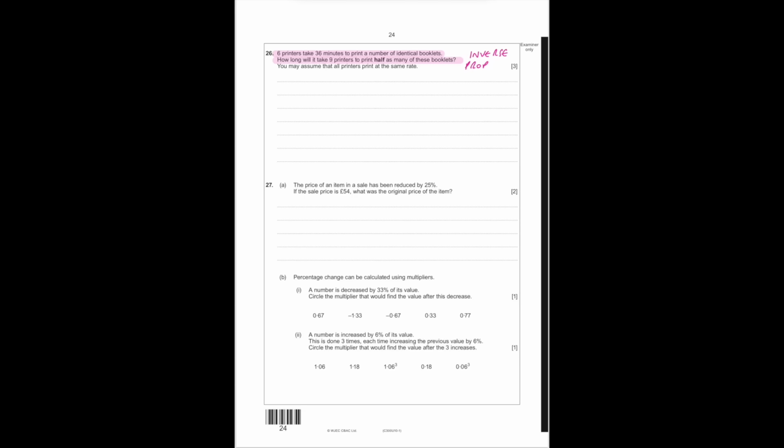So I'm going to use a proportion table because that just makes more sense for my brain. So let's go with printers, booklets, and then time. Okay, so we have 6 printers. They print a number of booklets, let's call that X, and it takes them 36 minutes. All right, I'm going to try and scale that up now, because what I want to happen is to end up with 9 printers that print half as many books, and I want to figure out what that time is.